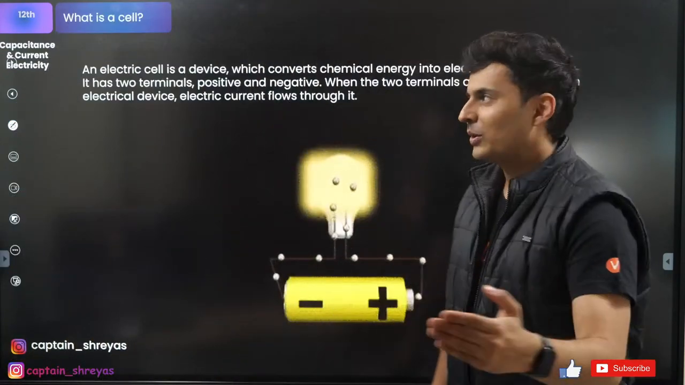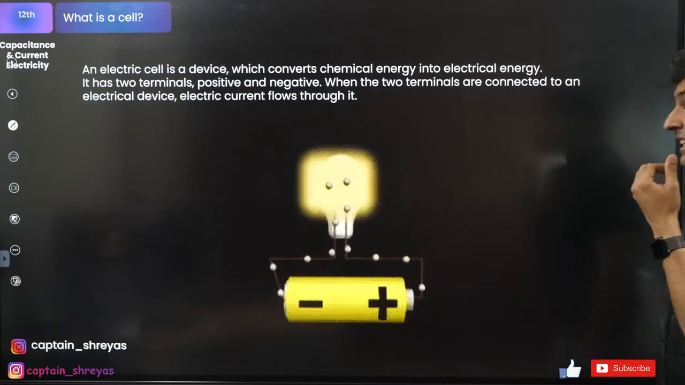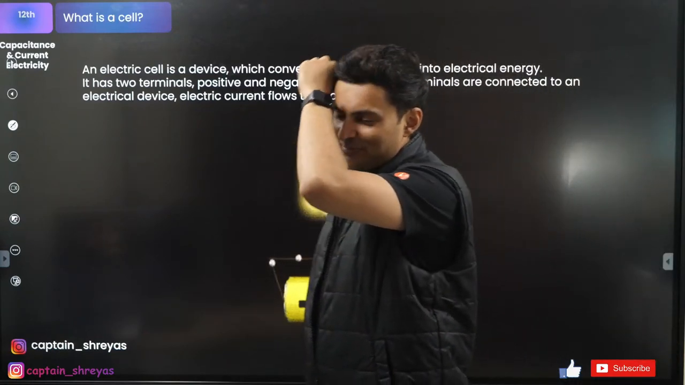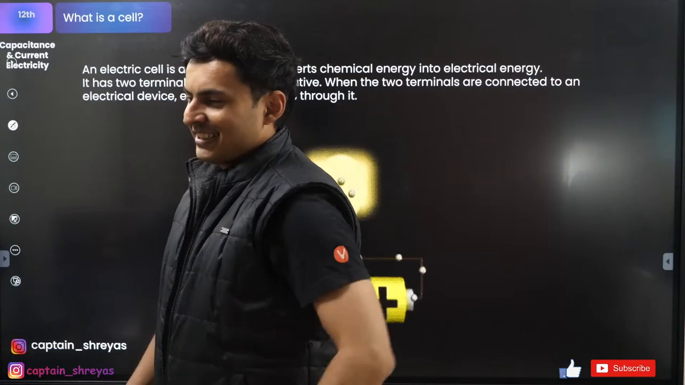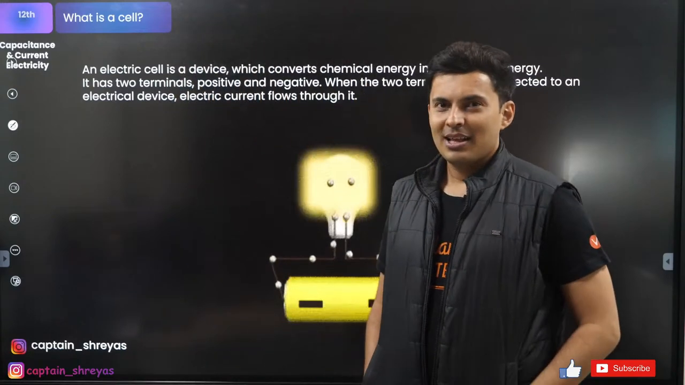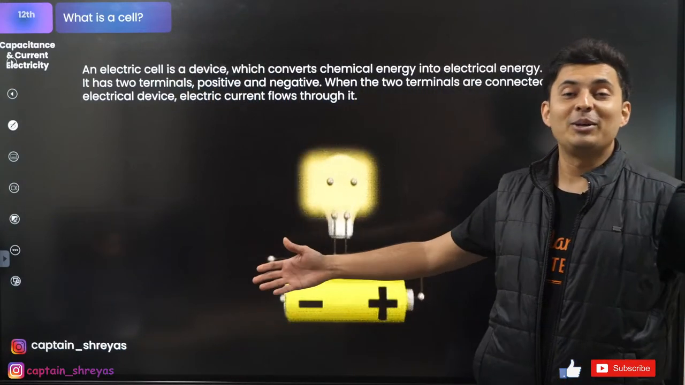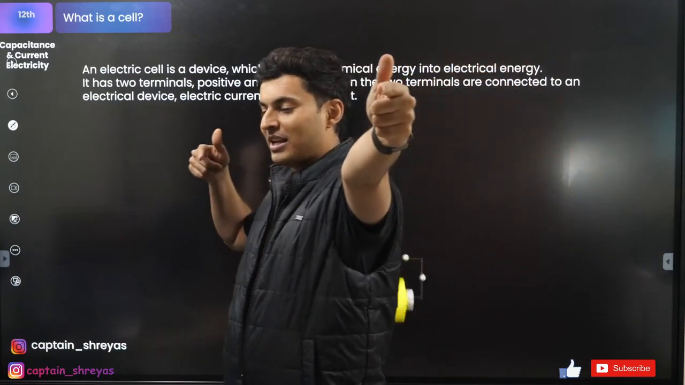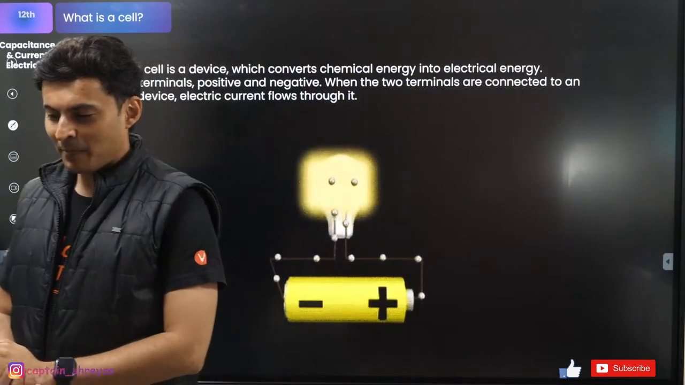Moving on now to the next part, and that is basically a cell. Beautiful question. So what is a cell? And somebody asked, what is the difference between a cell and a capacitor? Do you remember, yes or no? Put it up in the chat box.